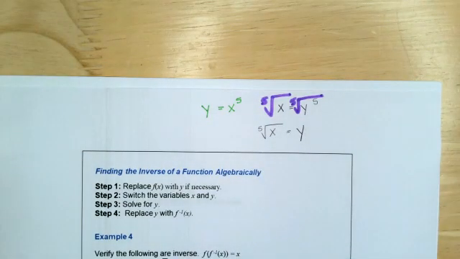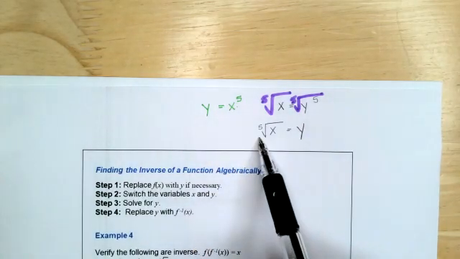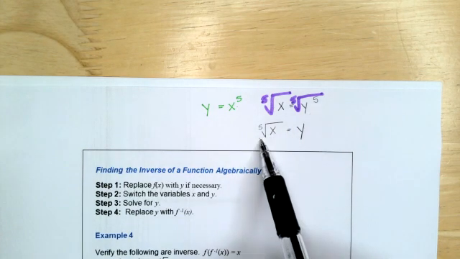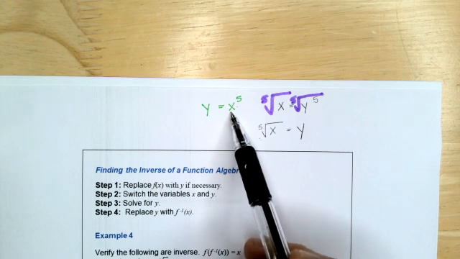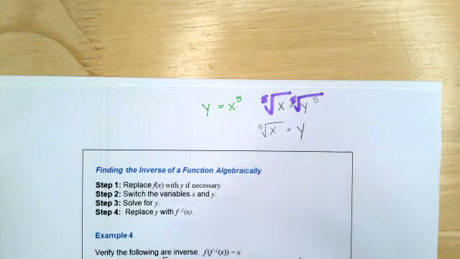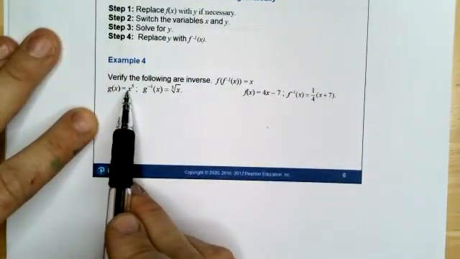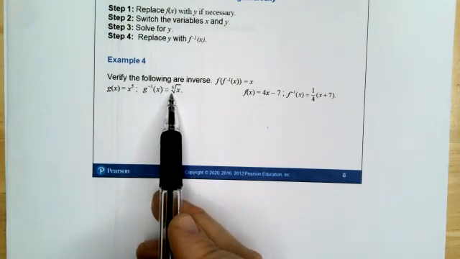Good. What undoes raising something to the 5th power? Taking the 5th root of it. What undoes taking the 5th root of a number? Raising it to the 5th power. But we need to prove it. So we take the composition of the two functions, and if you are left with only the variable, that proves mathematically they are inverses of one another. Okay. Verify that g of x equals x to the 5th, and the inverse of g of x equals the 5th root of x.